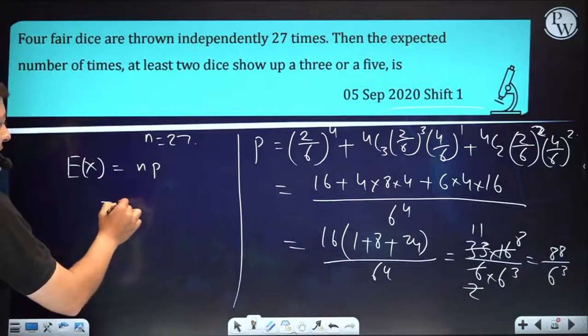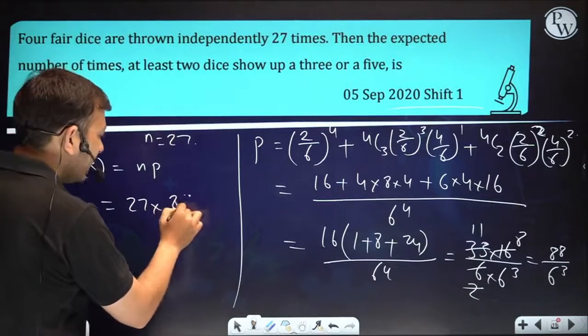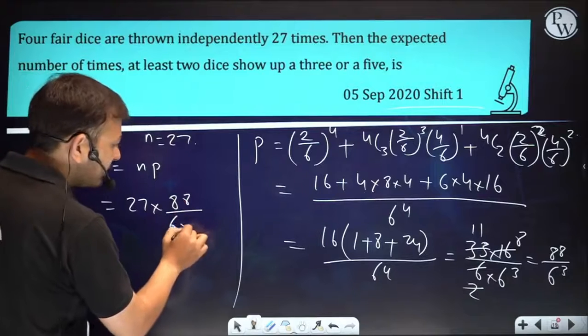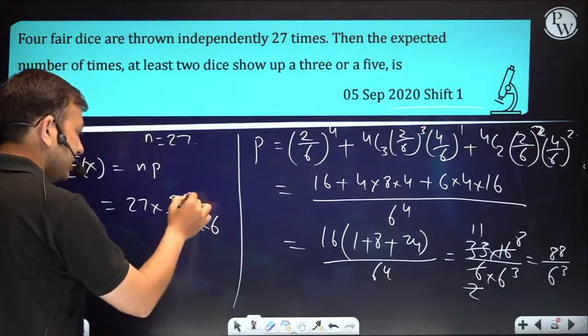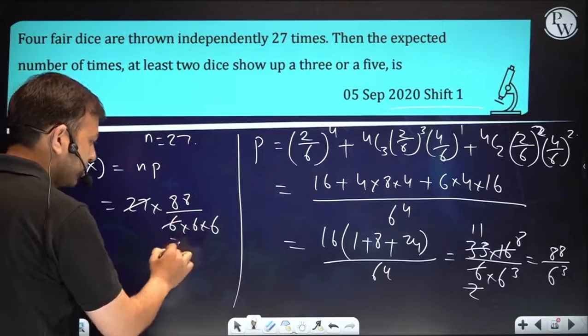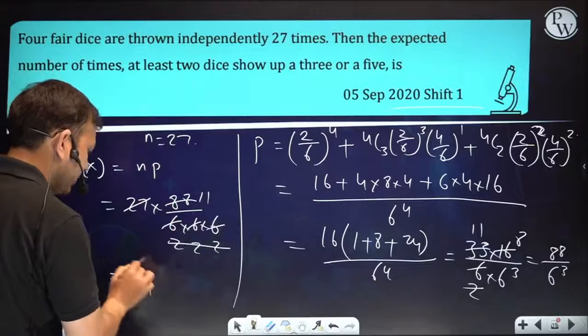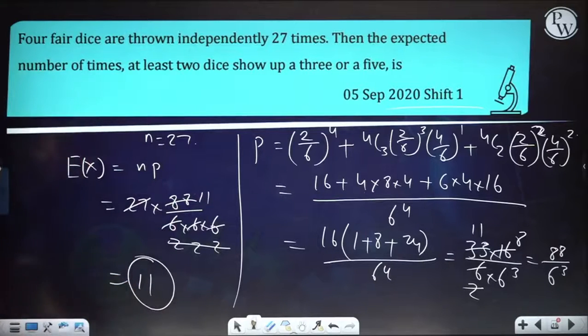Now E(X) is n into p. So 27 into 88 by 6 into 6 into 6. Now 3, so 2, 2, 2, 8, 11. So the answer will be 11, like this. As simple as that, nothing else.